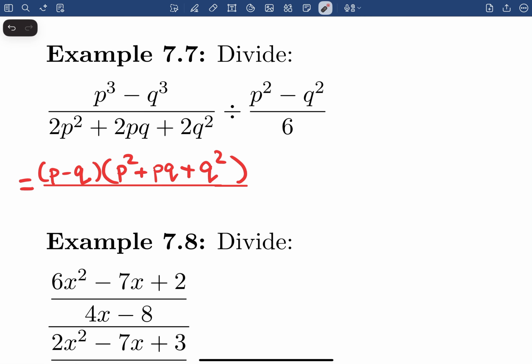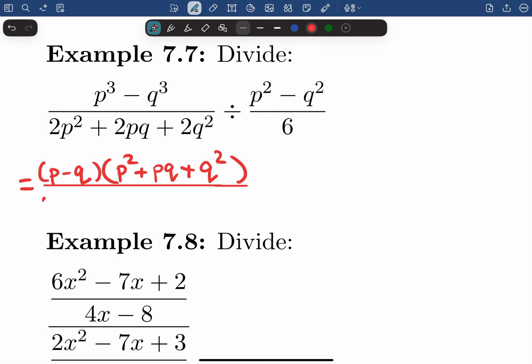Here is the factoring. Now I look at the bottom and I say, well, look at this. This has a GCF of 2, so I'm going to factor out a 2. And then I'm left with P squared plus PQ plus Q squared. There you go.